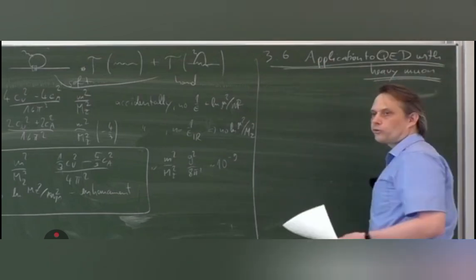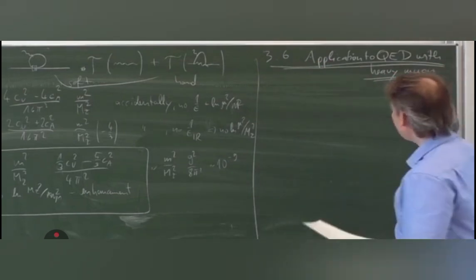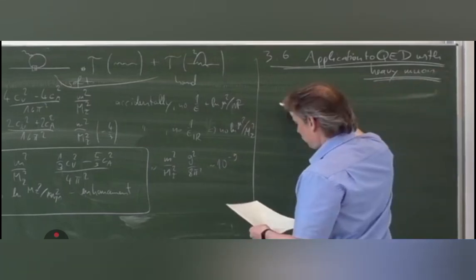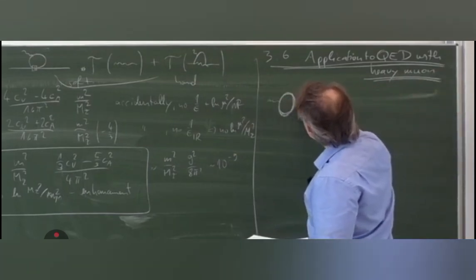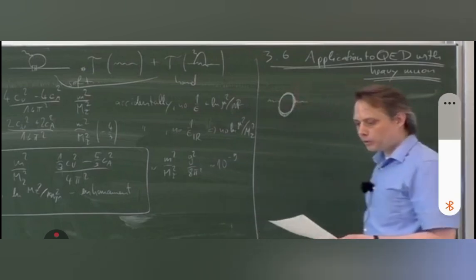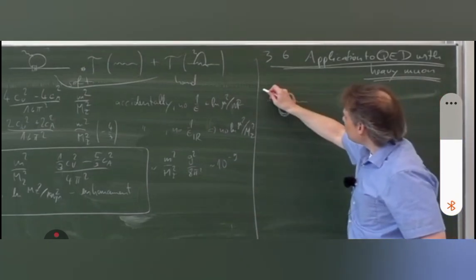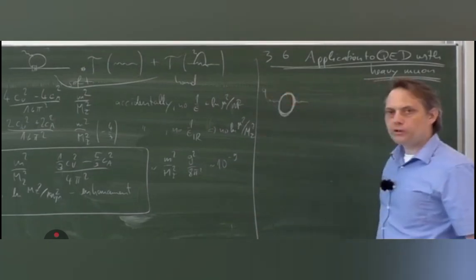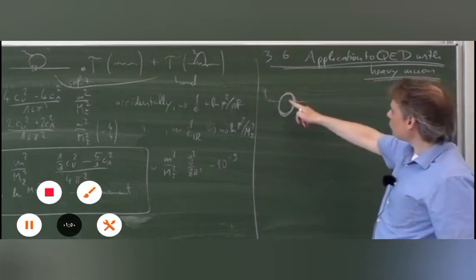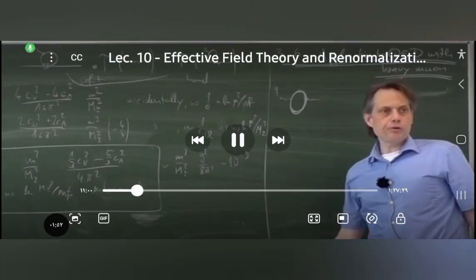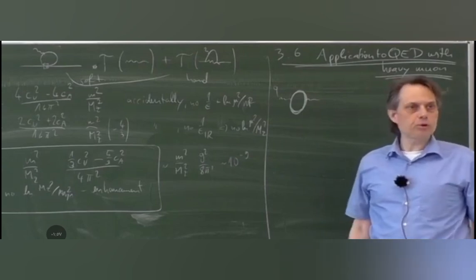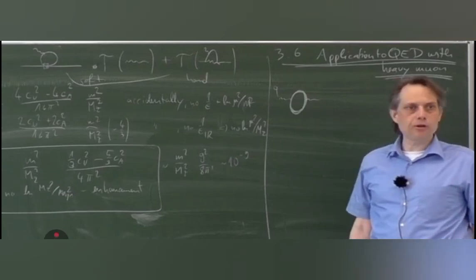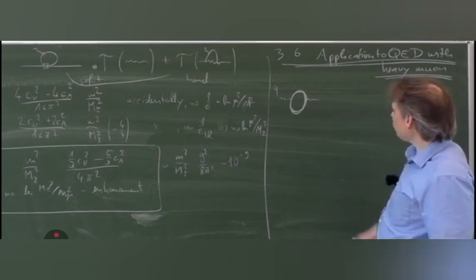So this is an application to QED with a heavy muon, and of course this corresponds to an exercise sheet we had last week. The appropriate Feynman diagram that we needed to calculate is this one. This is the only Feynman diagram where the heavy muon appears if we look at processes with light particles, electrons or photons as external states.